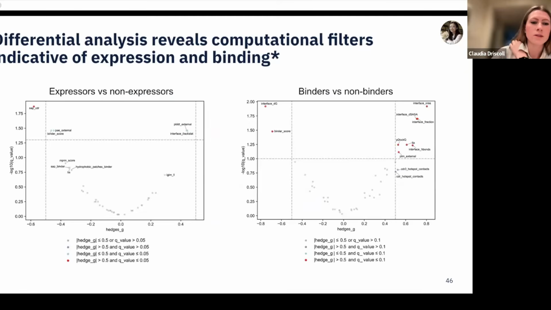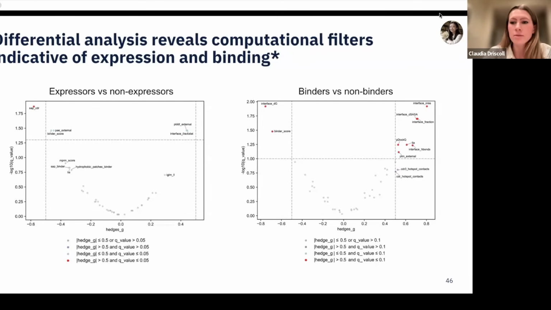Okay, so we performed differential analysis on 2 groups within our data, either expressors versus non-expressors or binders versus non-binders, to extract features or metrics that were found to have a statistically significant difference between the two groups. A higher G means that that value or metric is higher in group 1, group 1 here being expressors or binders, and a lower G means that that value is lower.